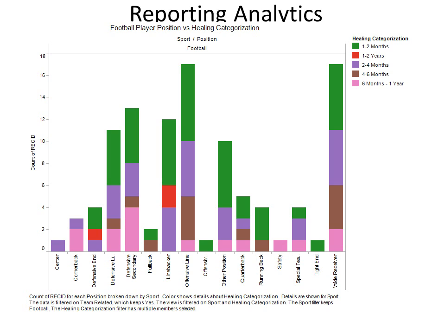This visualization brings in the healing categorization of injuries that occur at various football positions. We see that the healing categorization of the injuries of 1 to 2 months occur almost across all positions that the players play. But specifically, the injuries that take 2 to 4 months and 6 months to 1 year occur only at positions of cornerback, defensive secondary, defensive line, and wide receiver.